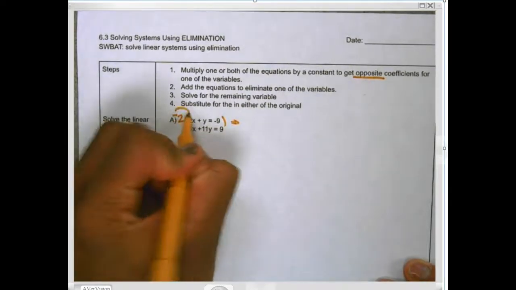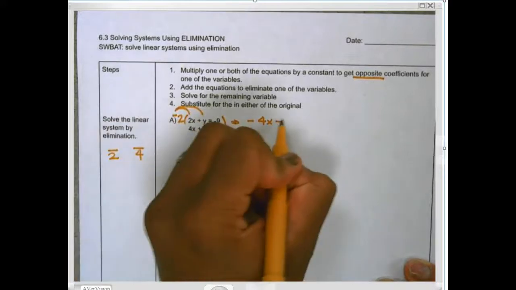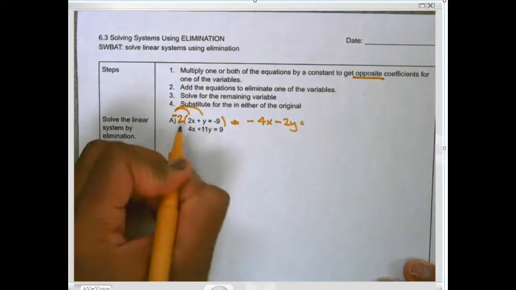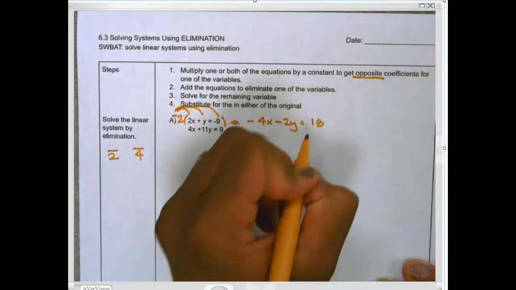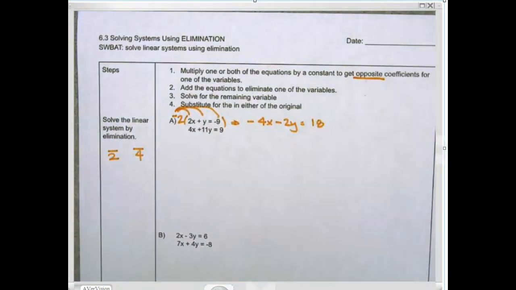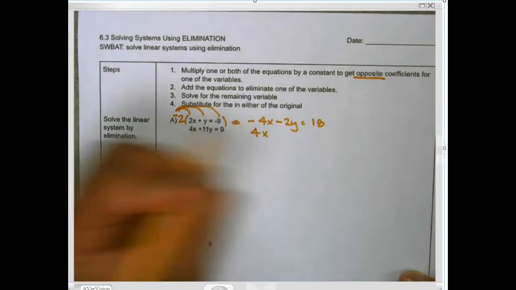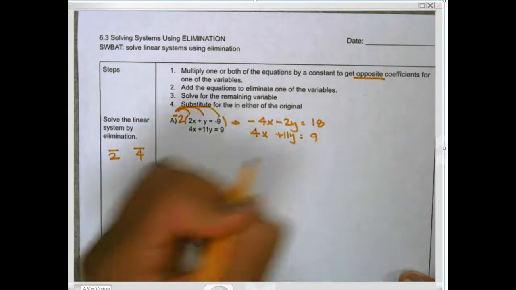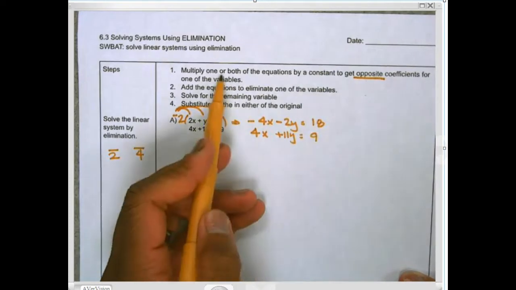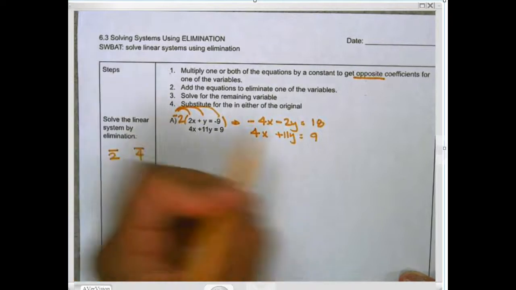Let's distribute. We have negative 4x minus 2y equals, and negative times a negative makes that positive 18. And then the bottom equation was fine just the way that it was, so I'm going to rewrite it. 4x plus 11y equals 9. I just multiplied to get opposite coefficients, and now I have them. So step 1 is kind of done.